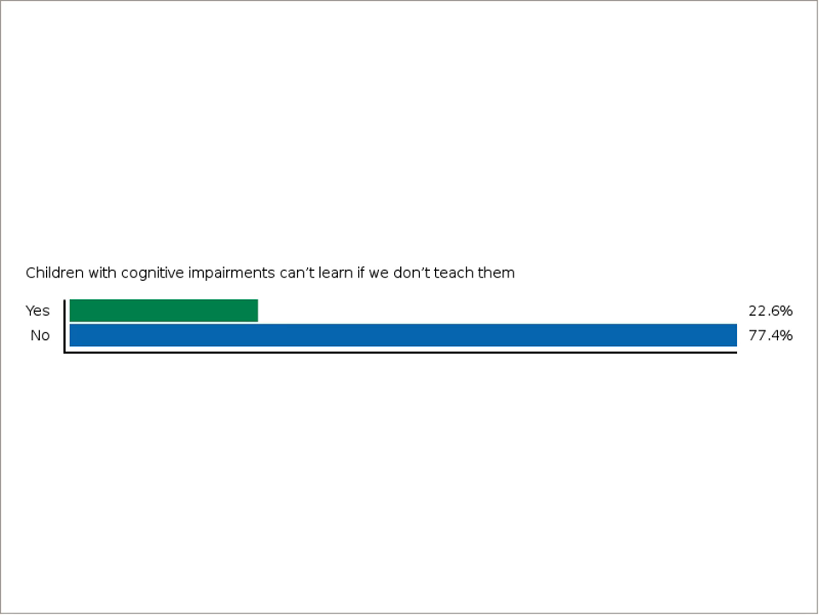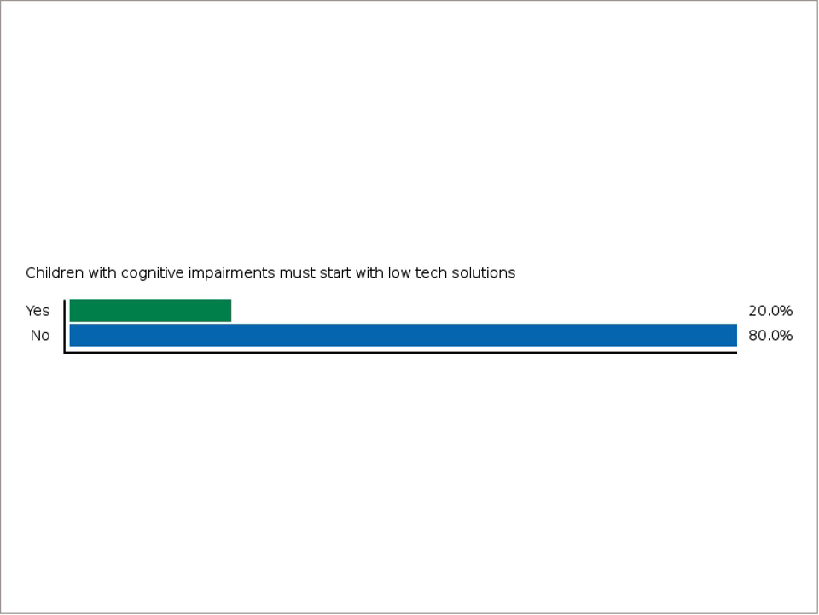All right, so let's go ahead and skip to our results. Yeah, kids are not going to be able to learn, any kid is not going to be able to learn if they don't have a model or if they're not taught. So we need to make sure that we're giving these kids a chance before we just say, no, they can't do it, because we haven't given them a chance to learn. Our next question is, children with cognitive impairments must start with low-tech solutions.